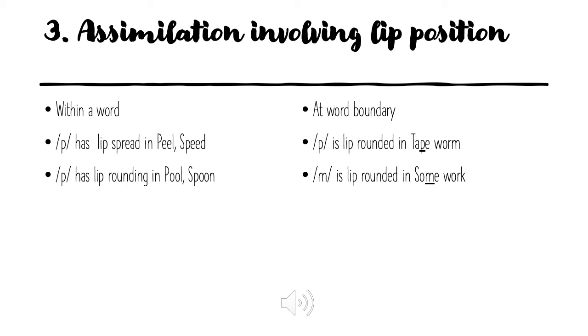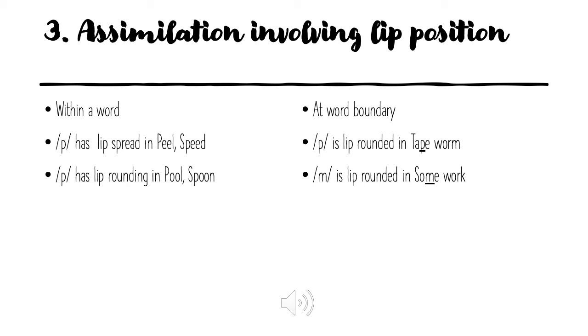But in peel, you notice that there is obviously a lip spread. P takes a lip-spread position. Why does it do that? Under the influence of the E sound that comes after it. So this is an example of, again, to use an earlier label, an anticipatory or regressive change, and it is within a word. It is, of course, an allophonic change, not a phonemic change. The lip position of P changes, in peel, speed, and so on.